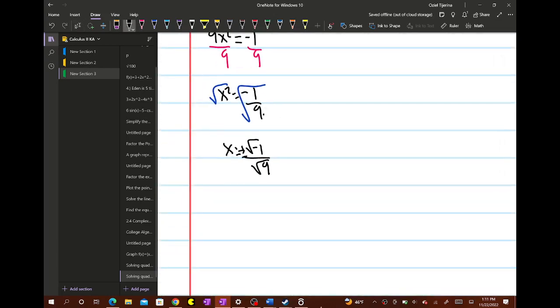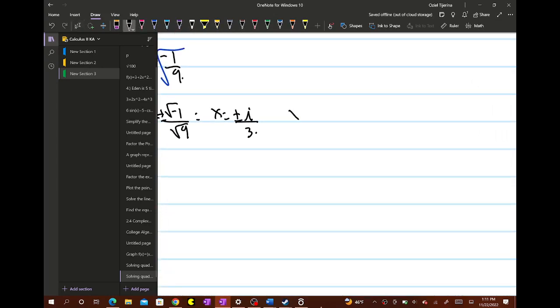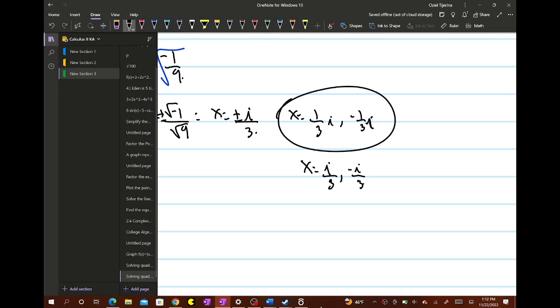And again, it's plus or minus. So this would be x equals plus or minus i over 9, or I'm sorry, over 3, excuse me. So really, you can say x equals 1/3 i, comma, -1/3 i. Or you can also say x equals i over 3, comma, -i over 3. Most likely, they're going to have it this way. So as long as you understand the difference between those two, then yeah, you're good.